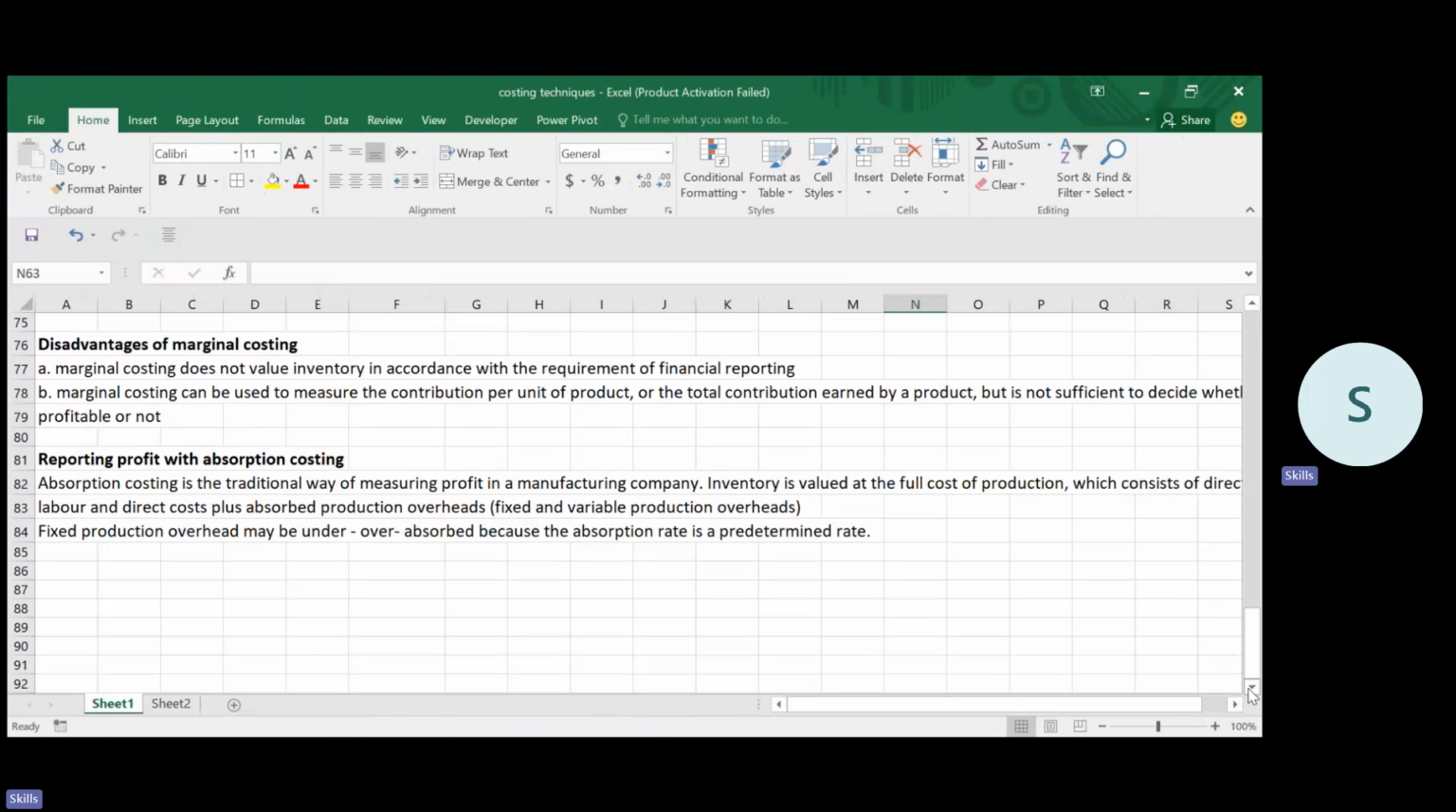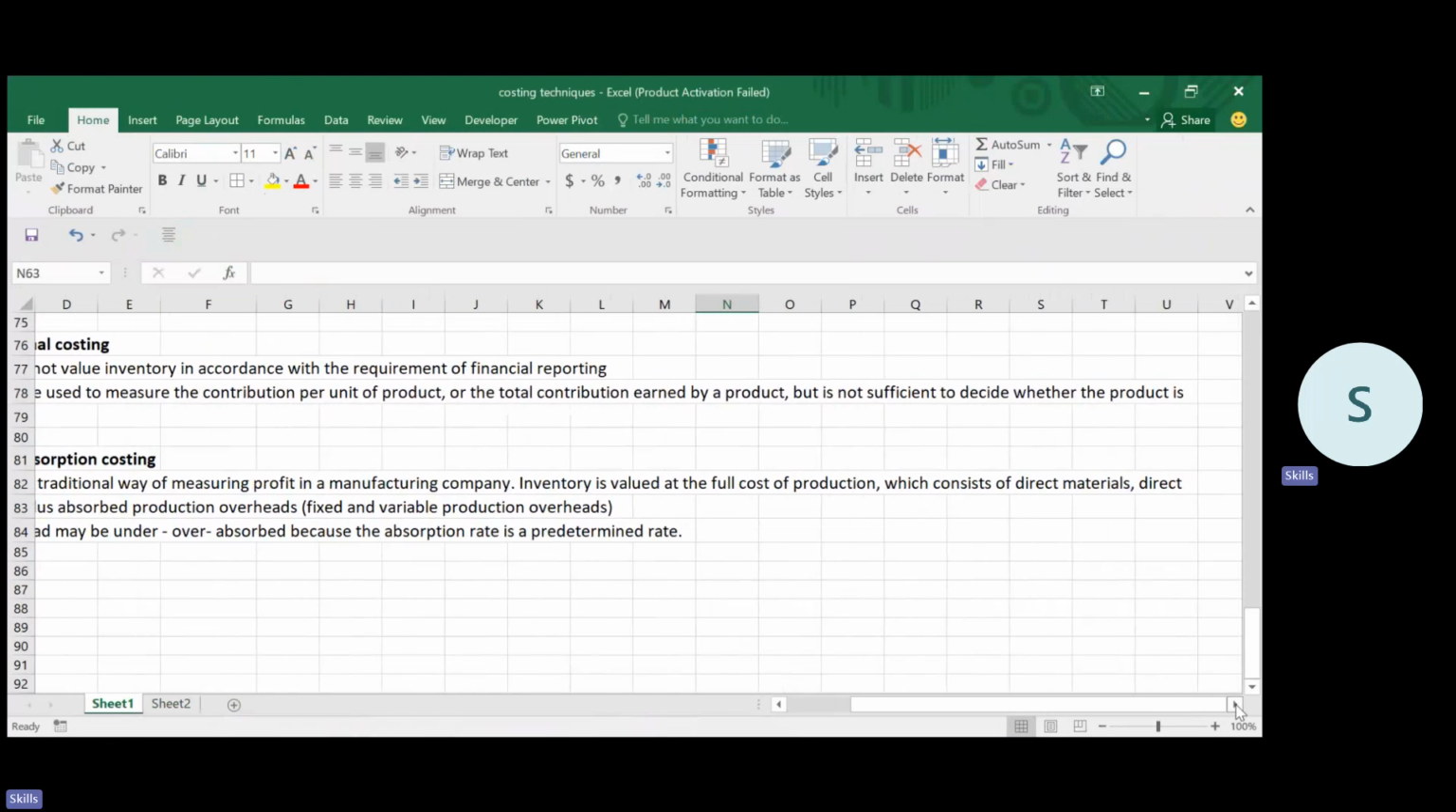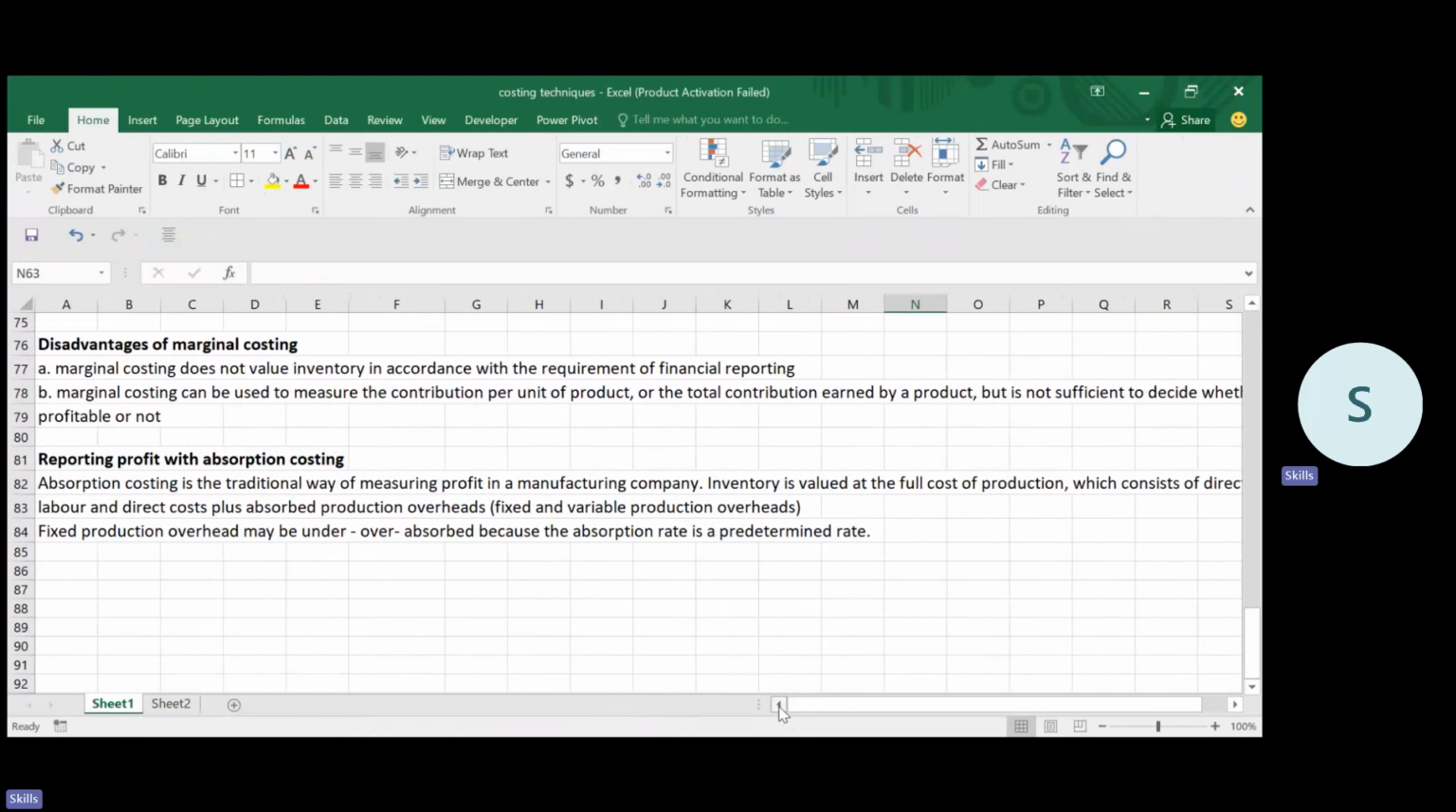Inventory is valued at the full cost of production, which consists of direct materials, direct labor, direct cost plus absorbed production overhead. When we come to absorption costing, that is where we will be considering under and over absorption of overhead. Fixed and variable production overheads. Then fixed production overhead may be under or over absorbed because the absorption rate is a predetermined rate.